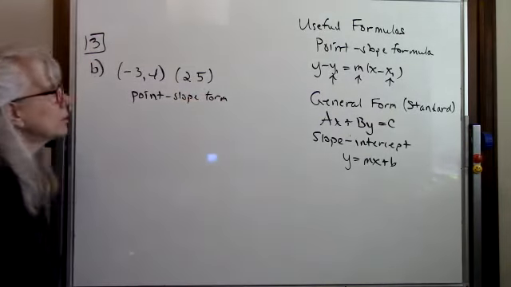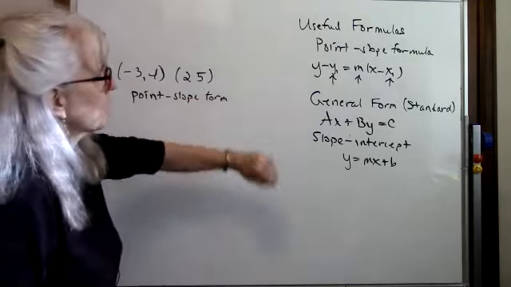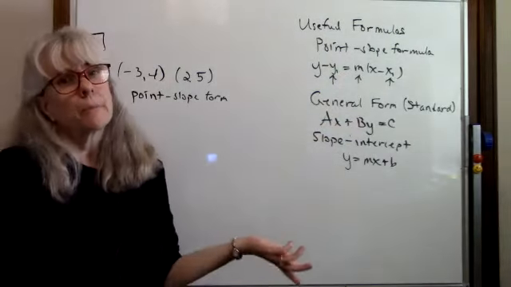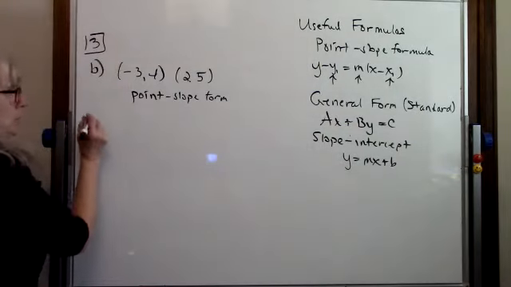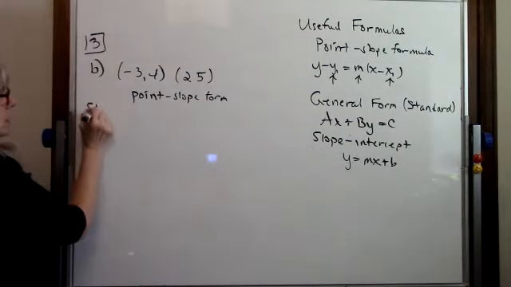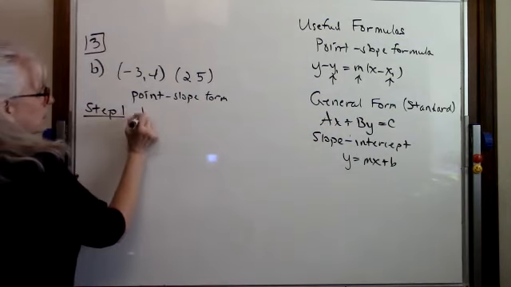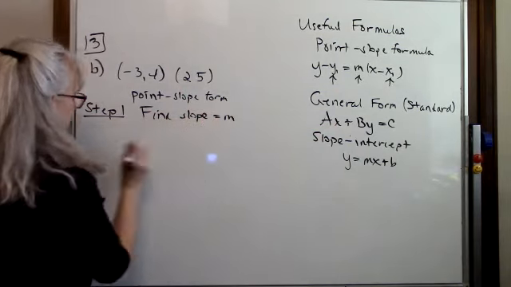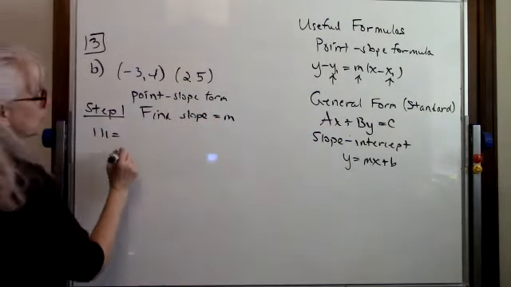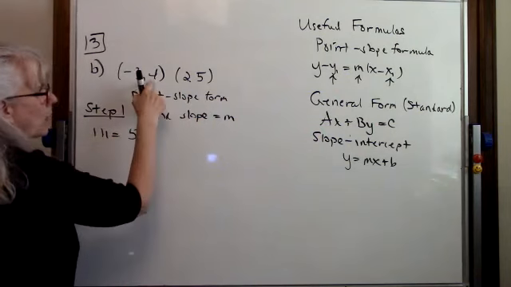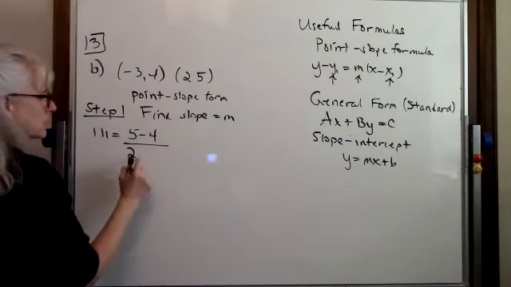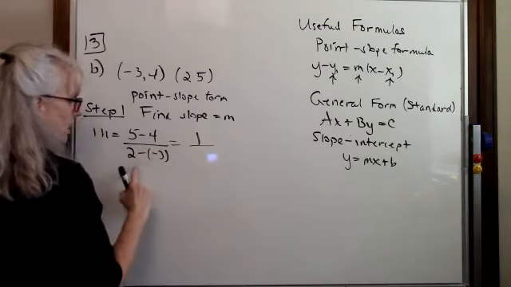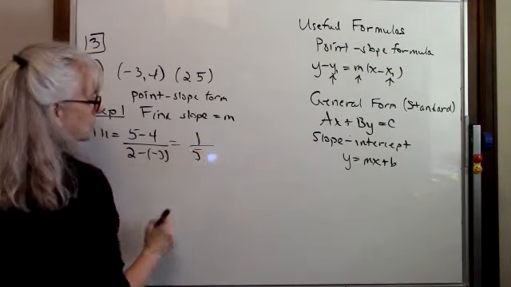In order to use point slope form or even slope intercept form, in both cases, I need the slope. And they didn't give me the slope, but that's okay. We know how to find the slope. So we're going to use the slope formula first. Our very first step, step 1, is to find the slope. The slope formula says y2, which is 5, minus y1, which is 4, all over x2, which is 2, minus a minus 3, which is our x1. This leaves me 1 in the numerator, 2 minus a minus 3 is 5. So our slope is 1/5.